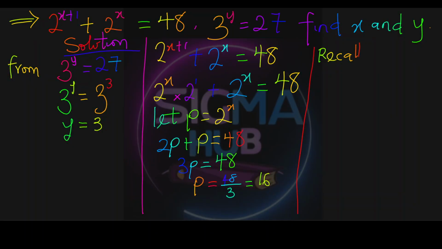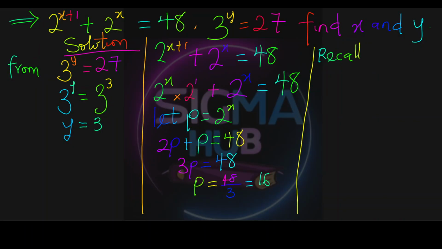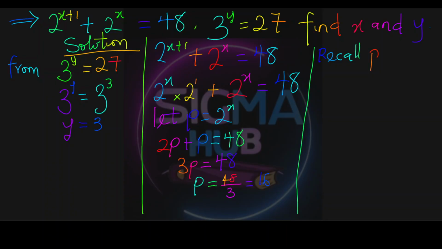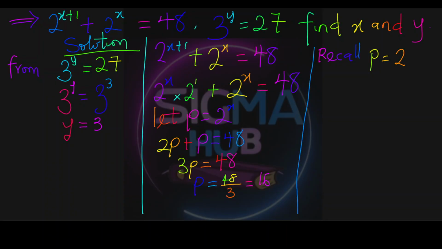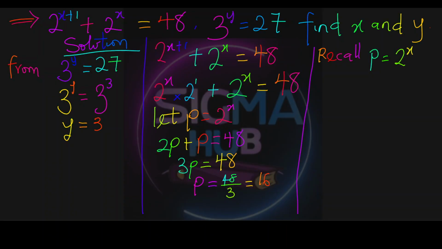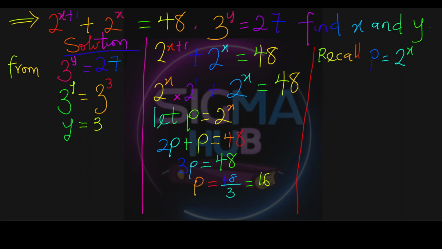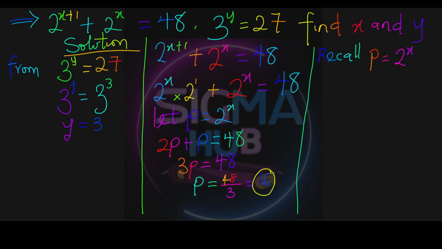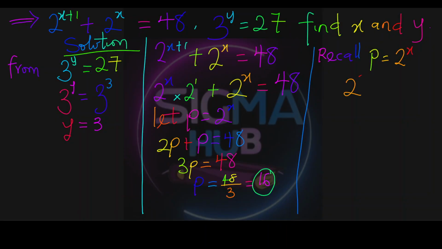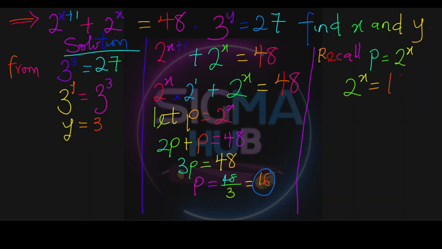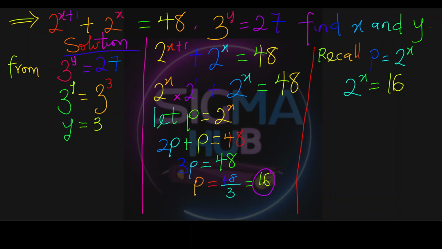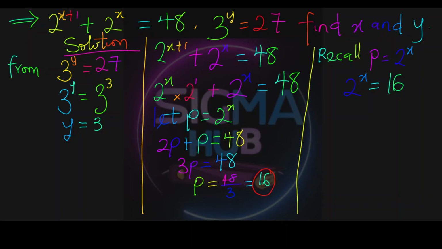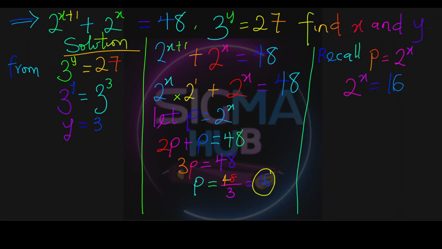You have to recall that our p is 2 raised to the power of x. That's what we represented p to be. Then we now bring it back, and also p is 16. So I can say 2 raised to the power of x equal to 16, because p is 16 and at the same time p is 2 raised to the power of x.